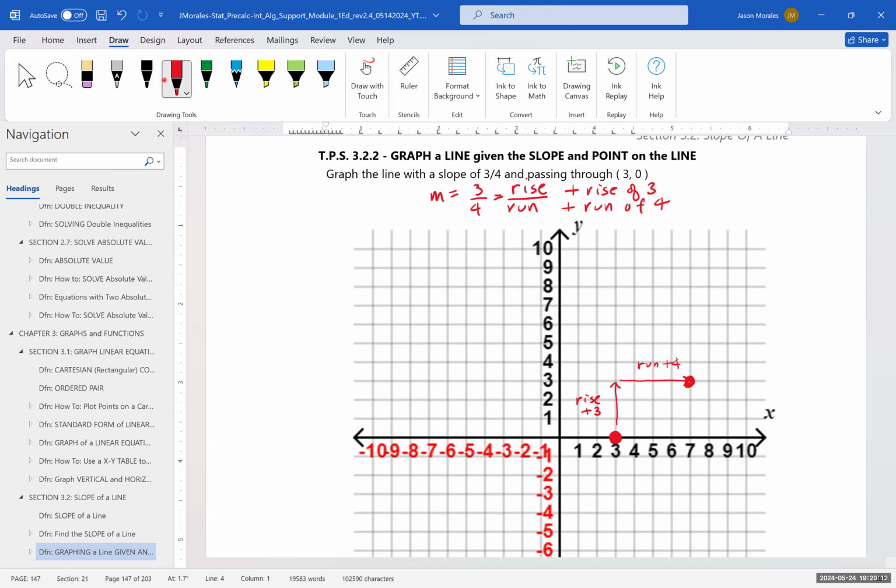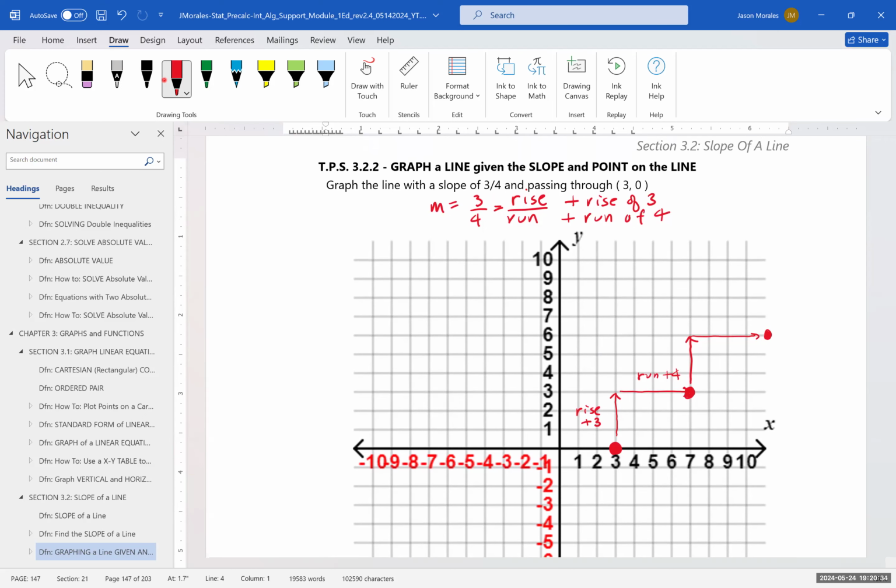All right, so hopefully you gave that a try. The next point is, from this new second point we made, we're going to do a rise of 3 and a run of 4 and put another point. All right. And we can go the other direction.